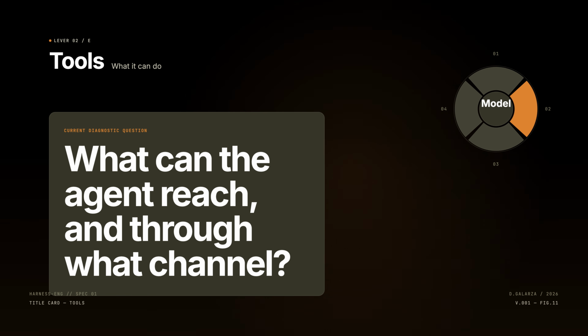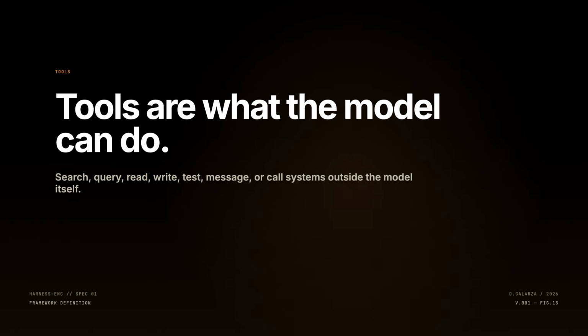If context is what the model can see, then tools are what the model can do. A model by itself can only generate text. Tools are how we let it affect the outside world, whether that's searching the web, querying a database, reading a file, creating a ticket, sending a message, running a test, or calling an internal API.